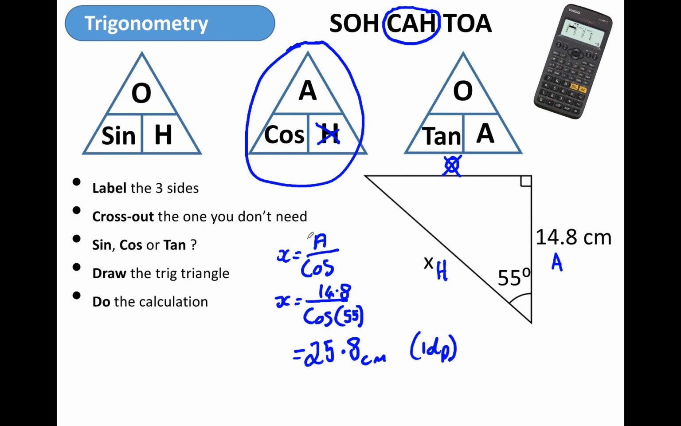Okay, we labelled the 3 sides, crossed out the one we didn't need, and then decided, using the 2 letters, which of the 3 silly words we're going to use. Look at the side you're trying to find and sort of cross it out, ignore it. You know, if you've drawn it out, you can put your thumb on it. I can't do that on screen. And then the rest of it tells you what math to do. So this was the adjacent side divided by cos of the angle.